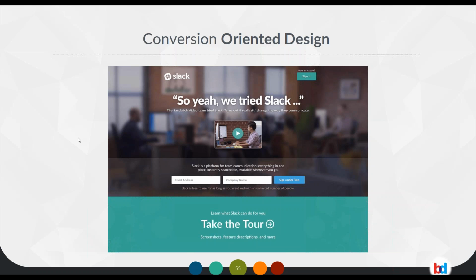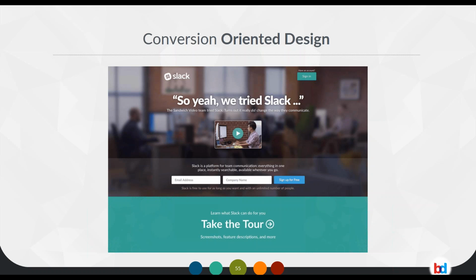Slack. Slack has rather bold advertising in how they go about this. They have bold landing page design. That said, it works for them because of who their customer is. This is a good landing page because it's got a good headline.